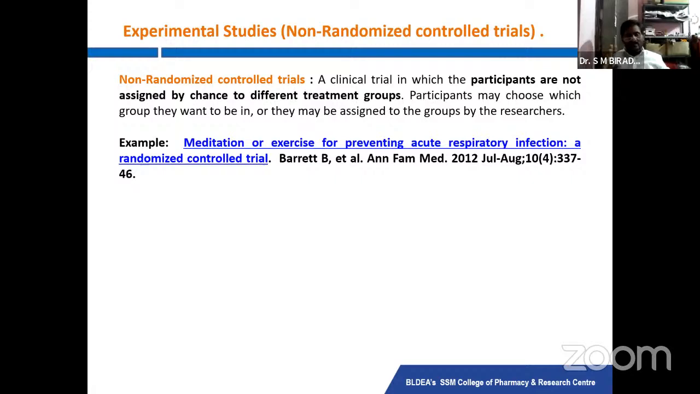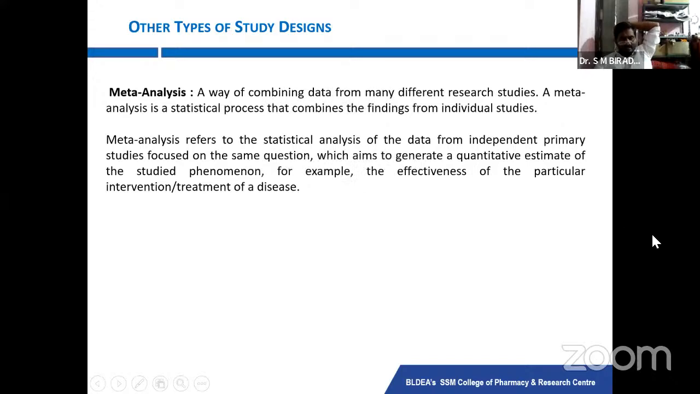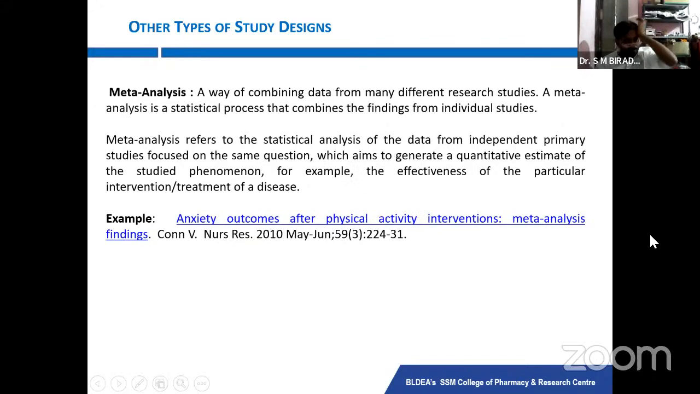So according to our requirement, sometimes we need to go for randomized control trials, and sometimes we need to go for non-randomized control trials. And some other studies we also follow. That is the meta-analysis. What is this meta-analysis? It's a way of combining the data from many different research studies.